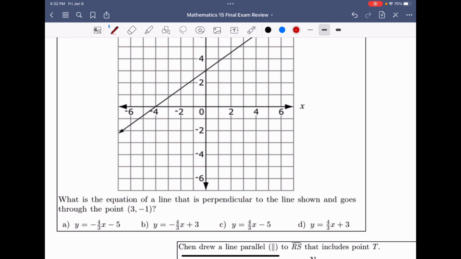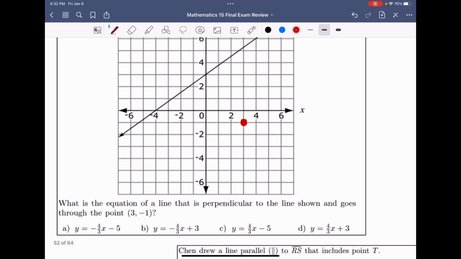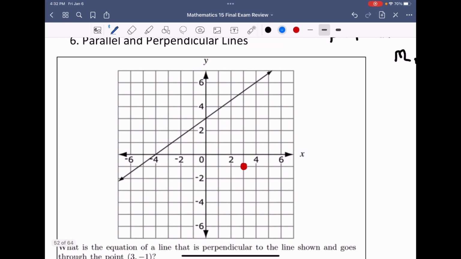Well, right away, 3, -1, let's go plot that right here. 3 for x, -1 for y. And then we want it to be perpendicular. Well, what is the slope of the line that is given? Let's say we compare this point here and then this point here. We have to rise by 3 units. We go over by 4 units. The slope is m is equal to 3 over 4.